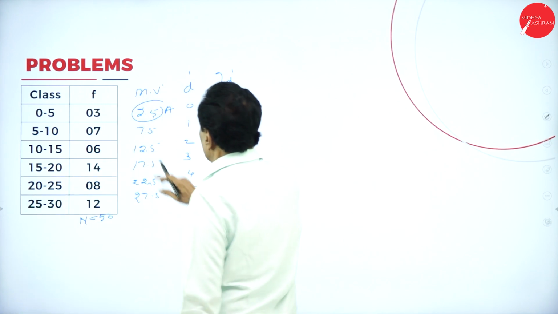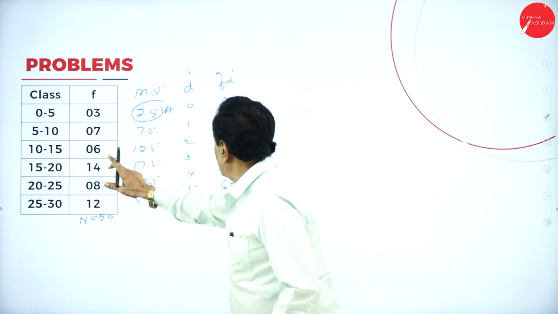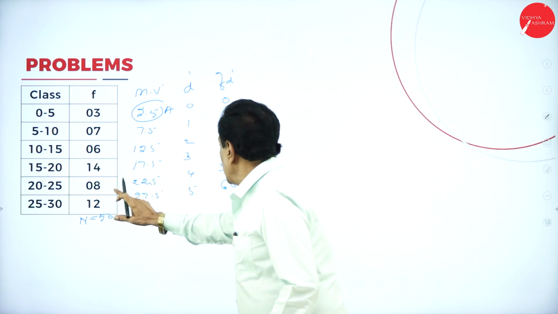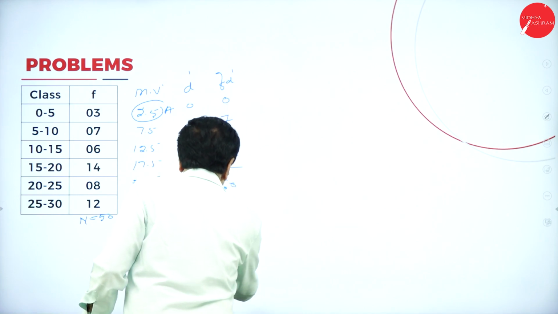I will repeat. 3 into 0 is 0. 7 ones are 7. 6 twos are 12. 14 threes are 42. 8 fours are 32. 12 fives are 60. Add the figures.